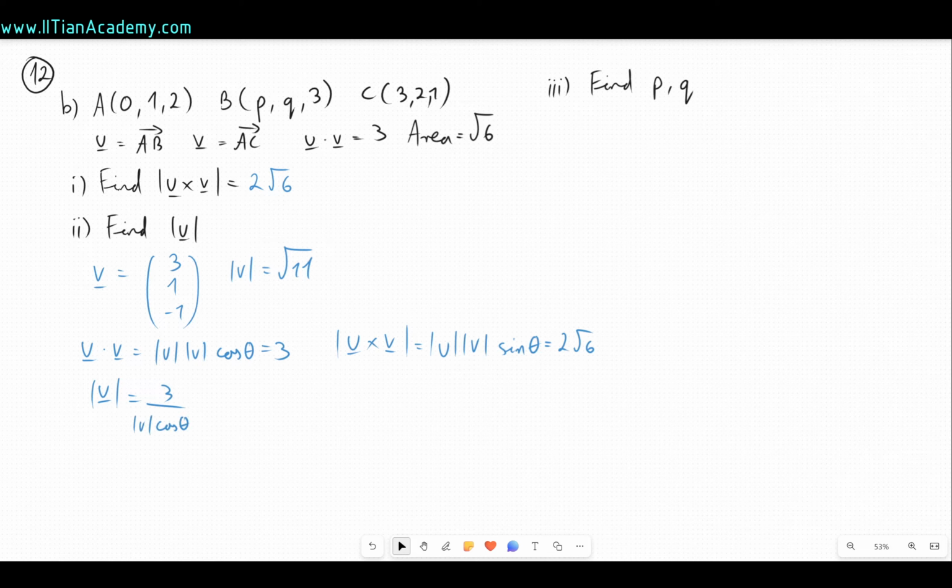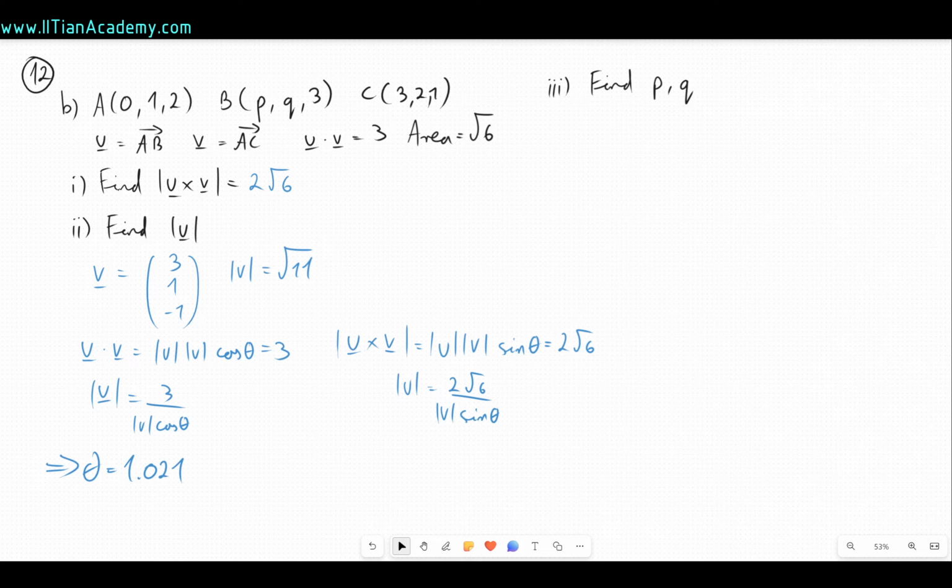And then the other one, the magnitude of u will be 2 root 6 over the magnitude of v times the sine of the angle in between. And obviously the magnitude of u is the same, as it's just a vector. So we can set these two equal to each other. And if we do that, we know the magnitude of v, and from that we can find the angle in between the two vectors. So from this we will find that theta is 1.021. We can simply plug it into NSolve and it will give us this value.